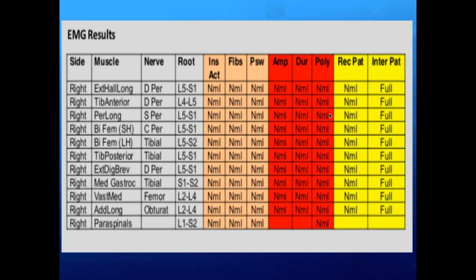And then the final two columns, which are highlighted in yellow, are the muscle activation pattern, which are the recruitment pattern and interference pattern.